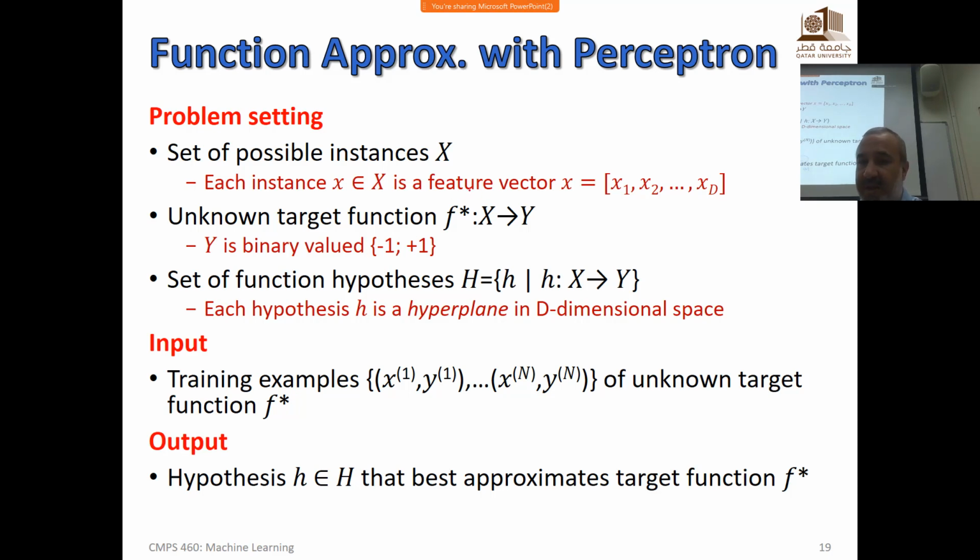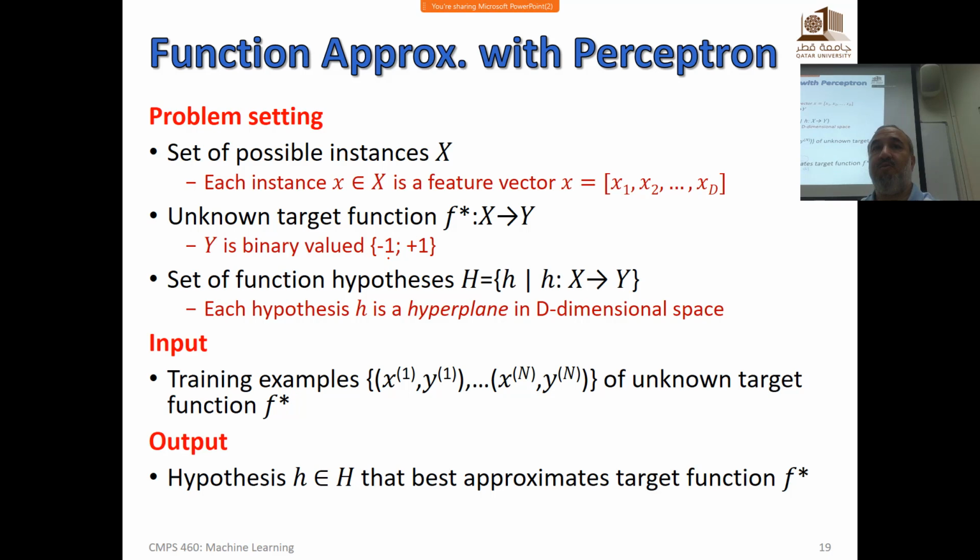Right. What is the setup here? Again, as we did in KNN, all possible instances in the space are feature vectors. The target function here is binary. We assume binary classification, so the target function is binary valued, either -1 or 1. Now, what is the set of function hypotheses? The set of function hypotheses is a set of possible models.